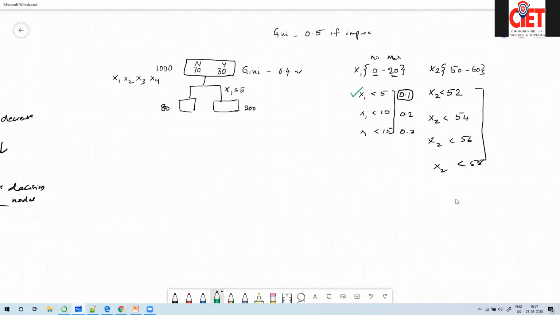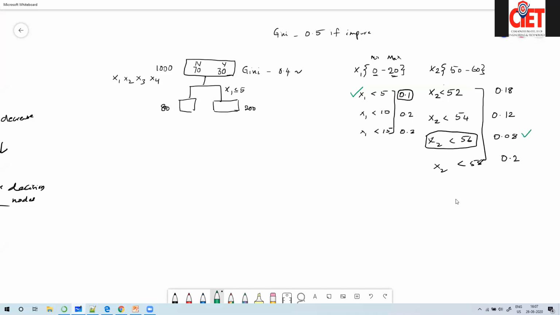On x2, let's say we got a Gini of 0.18 here, 0.12 here, 0.08 here, and 0.2 here. So within x2, what is the best one? So this is the best one. So this is the best available in x2.